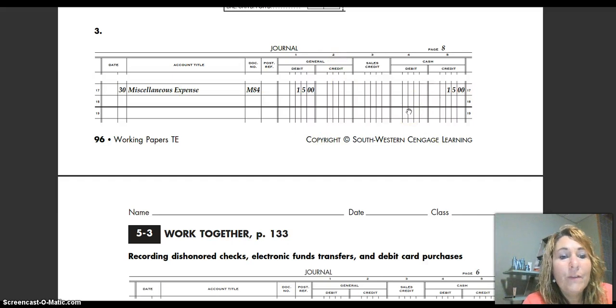So go ahead, and if you got this right, go ahead and start on your homework, which is going to be application problem 5-2. See you tomorrow.